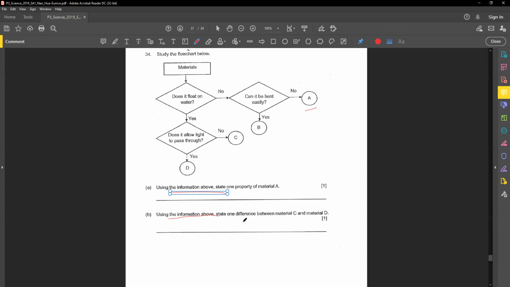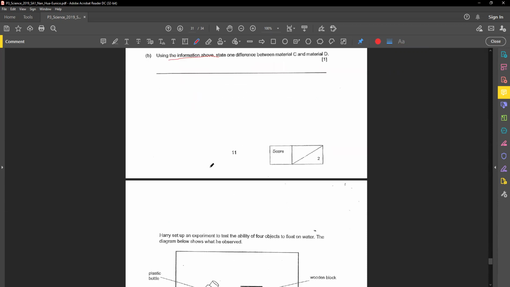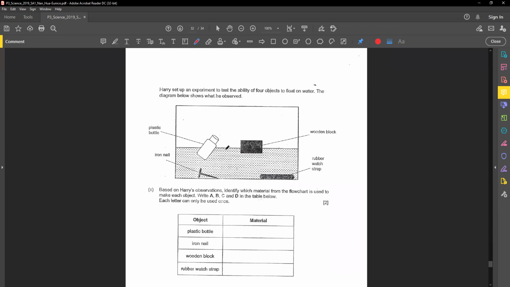For part B, they ask you to state one difference between material C and D. So going through the flowchart, one similarity is that they both float on water, and the difference is that D allows light to pass through, but C does not allow light to pass through. Now, part C requires you to match the objects given to the letters in the flowchart.